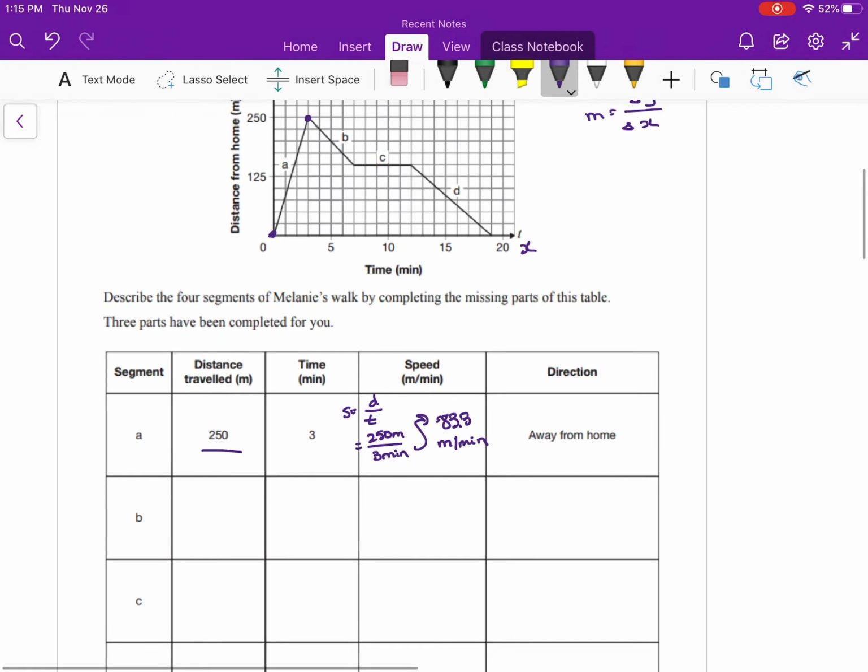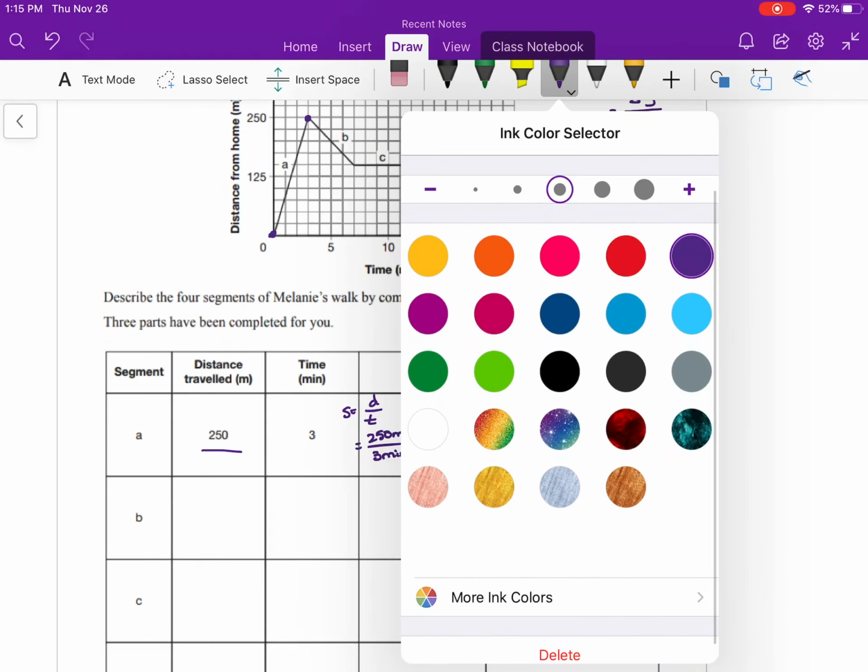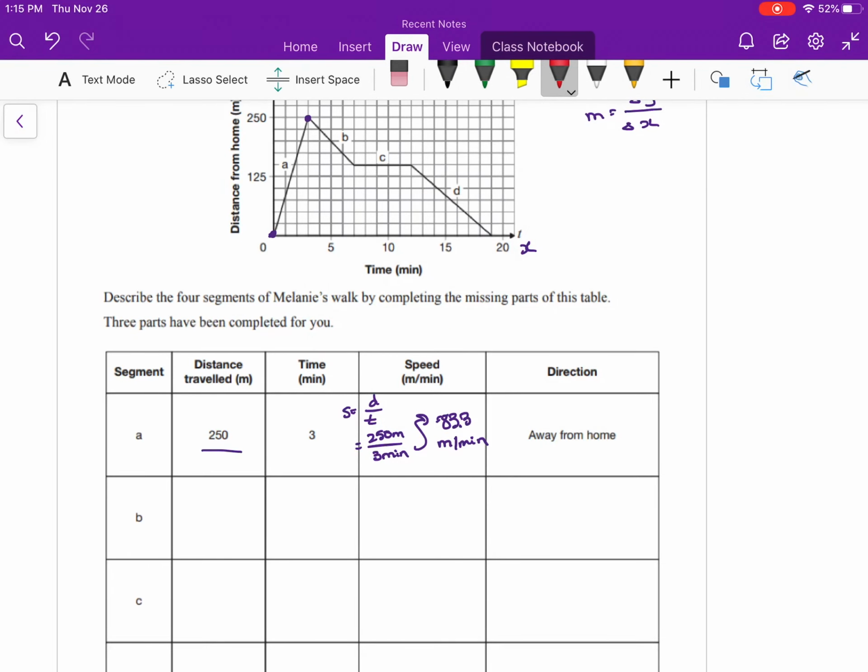Okay, so let's look at what's happening in section B. In section B, we're starting here at 250, and then we're going down here. So we need to figure out what is the distance. First, it would be helpful to know what each of these squares is. It looks like it is 25. It's going up by 25s. So if I want to count how far this is here, this is 25, 50, 75, 100. So she has gone 100 meters.